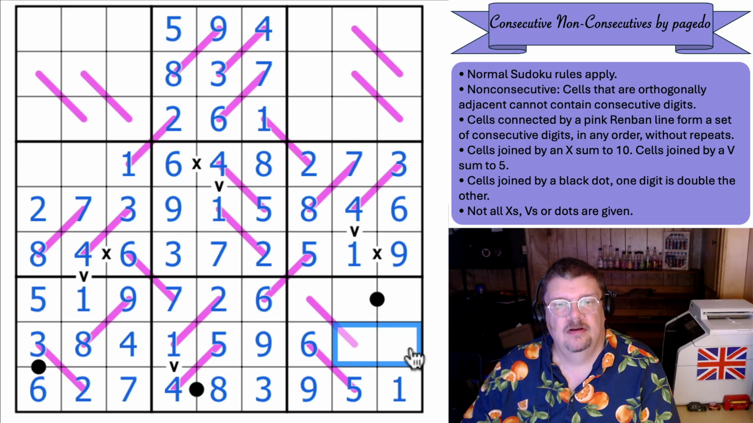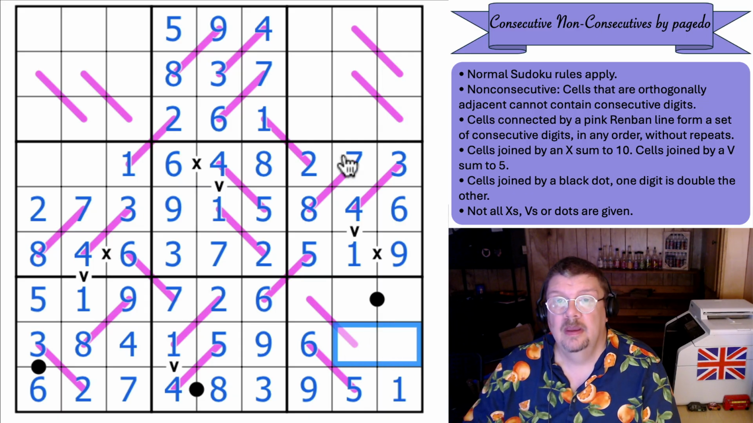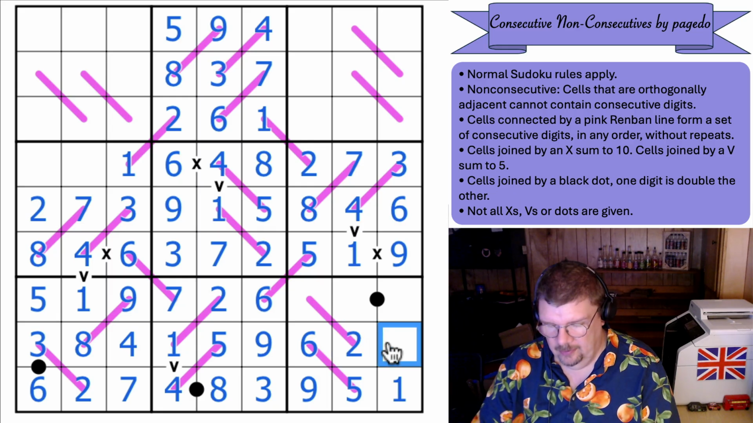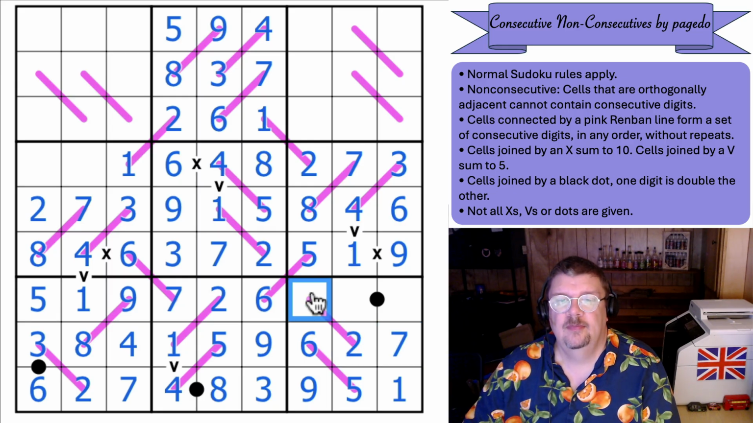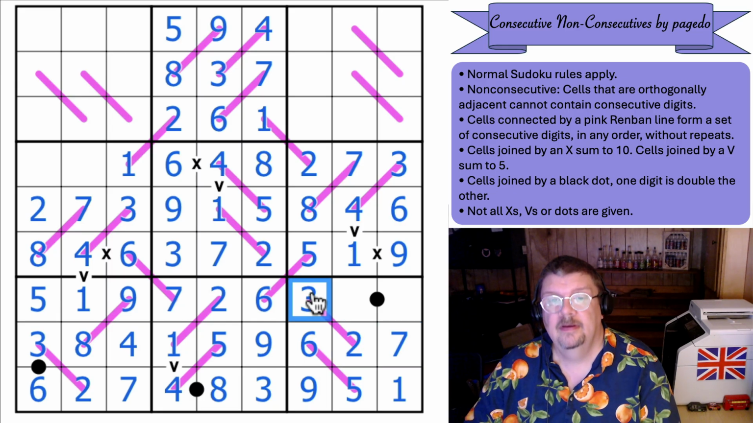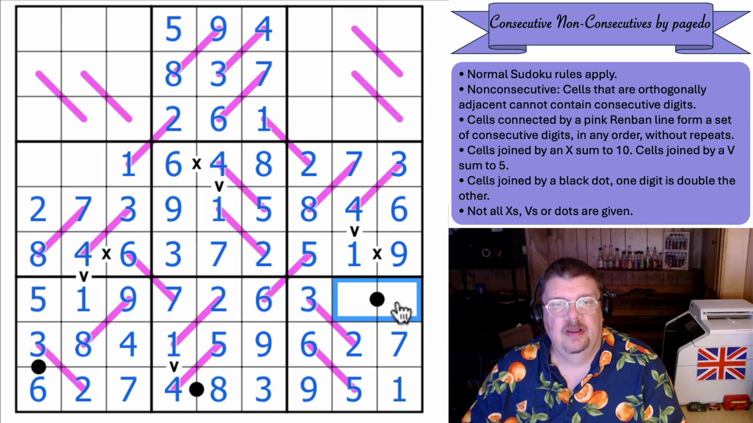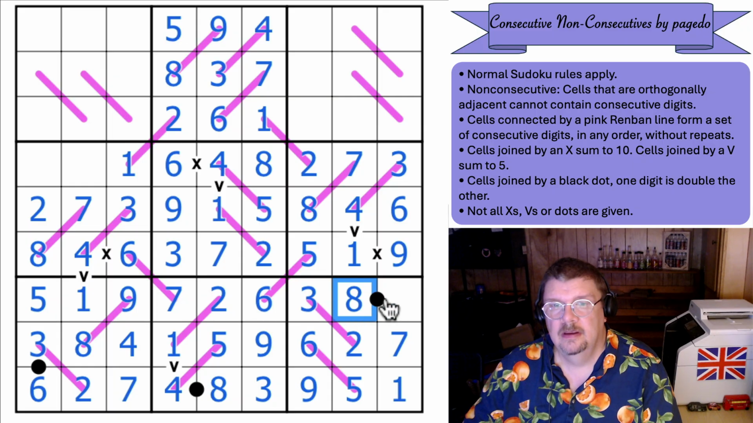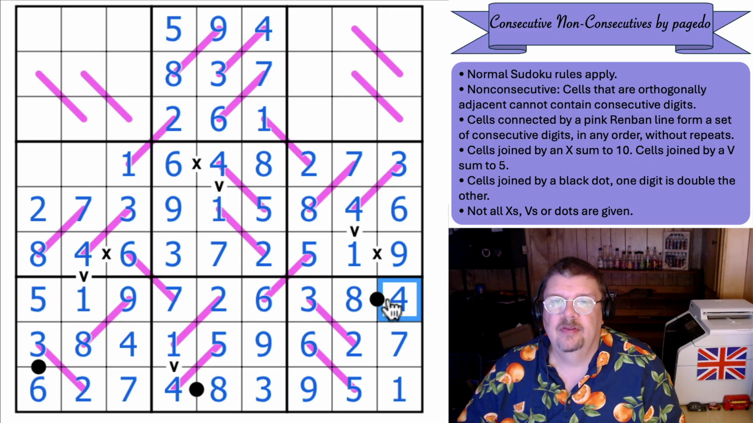These 2 digits are 2 and 7, and that 7 tells us the order. That's 2, that's 7. This 2 means that this is a 3 because it can't be a 1, and we end up with a 4-8 pair on the dot, and we know the way round that they go.